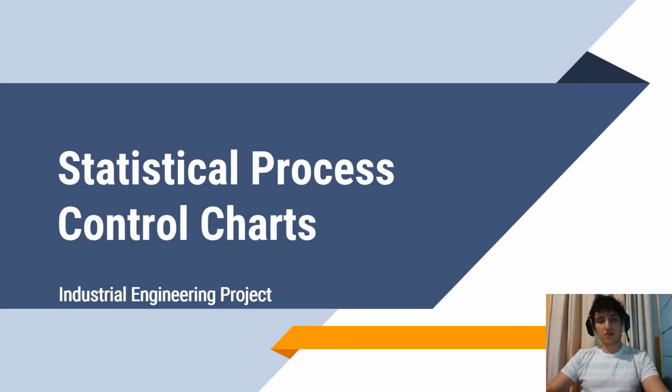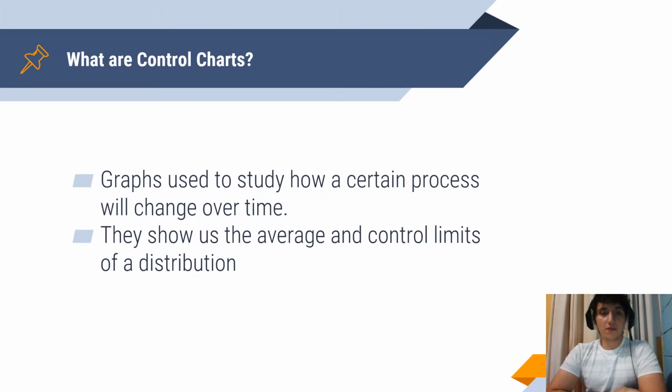I chose the industrial engineering project, and that's why we're going to talk about statistical process control charts. These charts are very useful tools for engineers all over the world, so let's get to know more about them. First of all, what are control charts? Well, control charts are graphs that we use to study how a certain process will change over time. Also, they show us the average and control limits of a distribution. This is very useful to notice patterns and to notice any defect or something not working properly in a process.